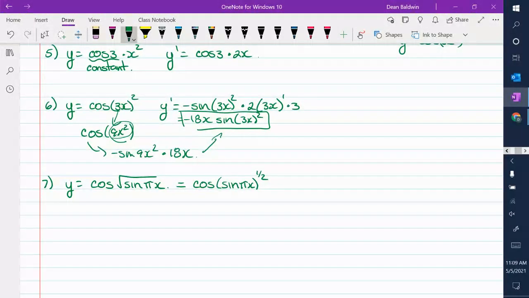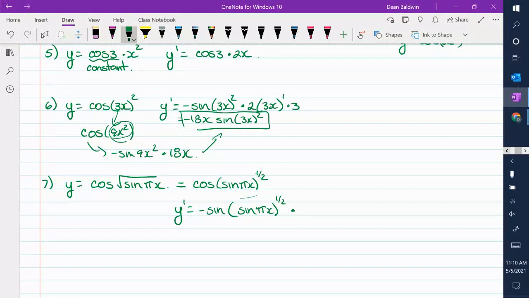Okay, what's my outermost function? Cosine, right? Because this junk is inside the cosine function. So derivative of cosine is negative sine of sine pi x to the power of a half times. So now the cosine is gone. You need to do the derivative of sine pi x to the power of a half.